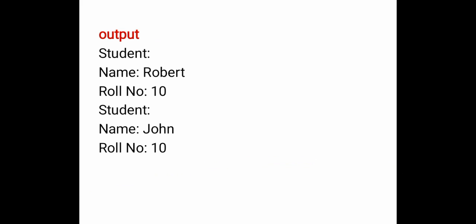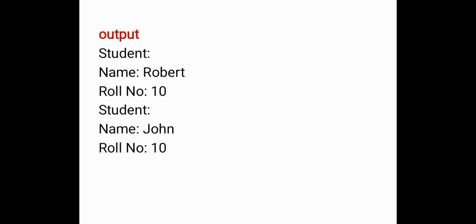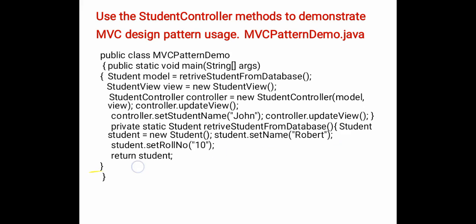This is the output of this class. Student name equals Robert, roll number is 10. Similarly, when we call the update method, it is displaying name John and roll number 10. This was the small description about the MVC architecture.